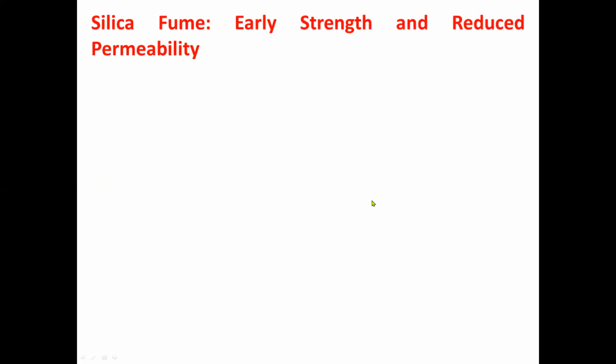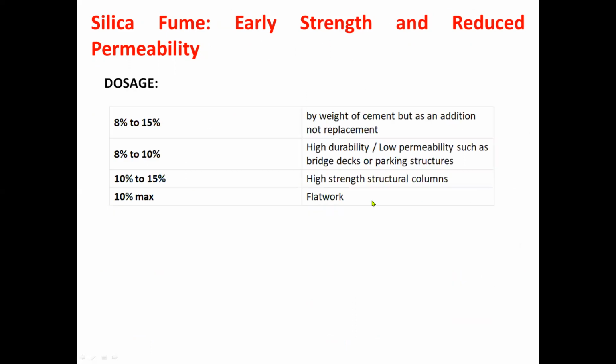Again, under ng silica fume, so ito yung ating dosage na kinakailangan kapag ito ay ating gagamitin. 8% to 15% by weight of cement, but as an addition, not replacement. 8% to 10% for high durability or low permeability such as bridge decks or parking structures. Pero kapag high strength structural column naman ang ating pinag-usapan, kailangan 10% to 15% ang ating kailangan. Kapag flat work, 10% is already a maximum.